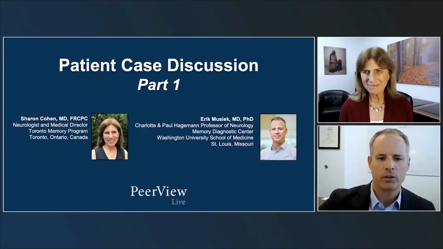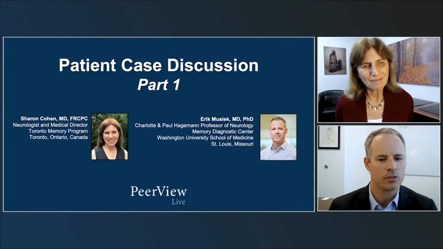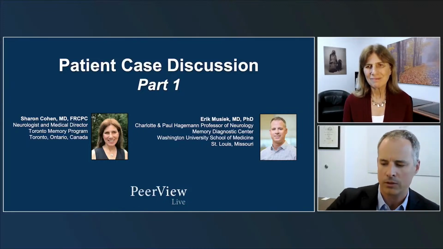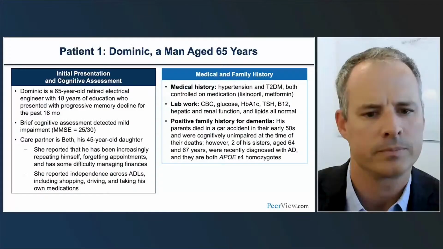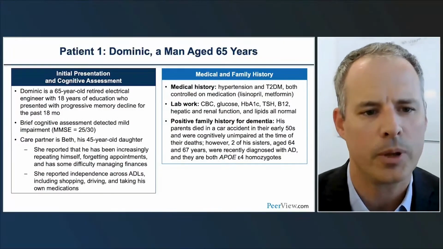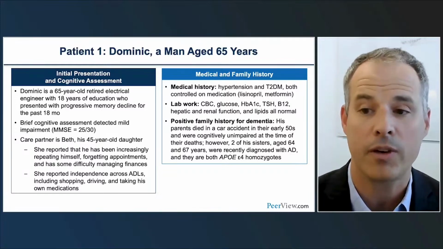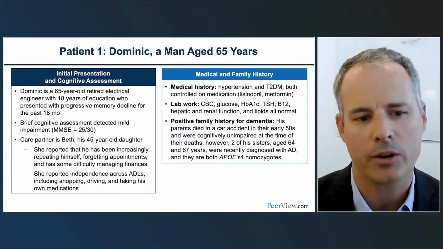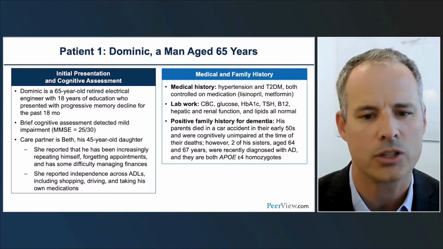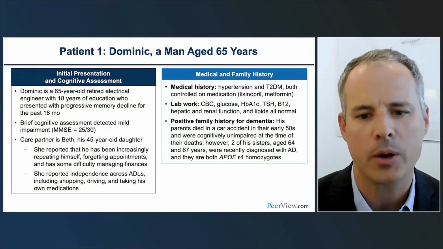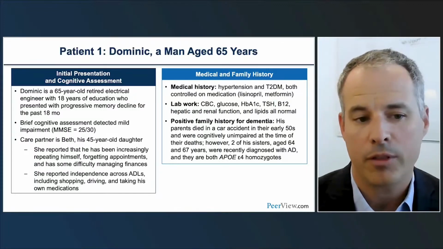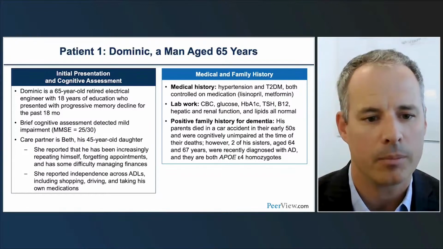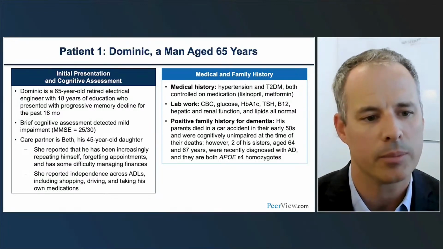So now we're going to move on to some patient case discussions that Sharon and I are both going to discuss that will sort of illustrate some of these concepts that we've been discussing. The first is a patient that we'll call Dominic, a 65-year-old man who's a retired electrical engineer with 18 years of education, who's presenting with progressive memory decline for the past 18 months. He scores a 25 out of 30 on his Mini-Mental Status test, so mildly impaired.